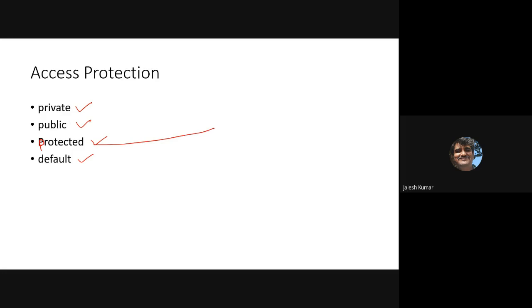Protected is very important in Java, which has some special feature compared to C++. Now you know C++ easily. Normally you will learn this access protection there also. But protected in Java is somewhat different from C++ protected. Next, if you do not specify anything, it is default.